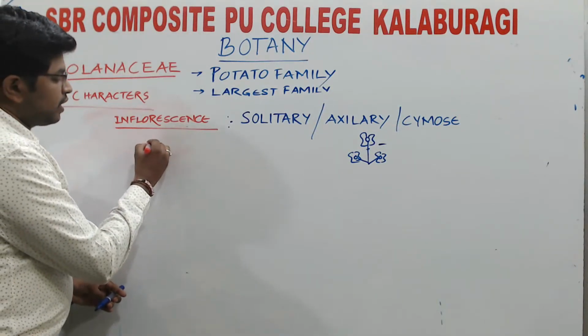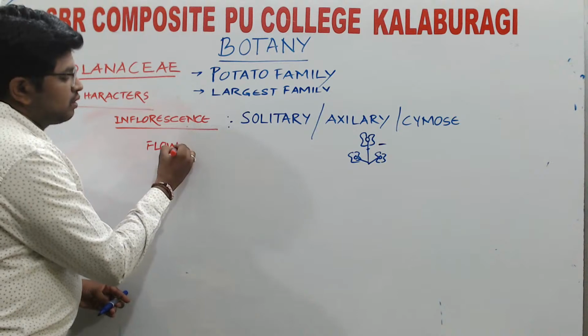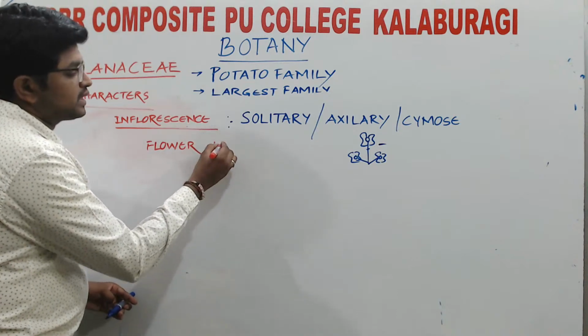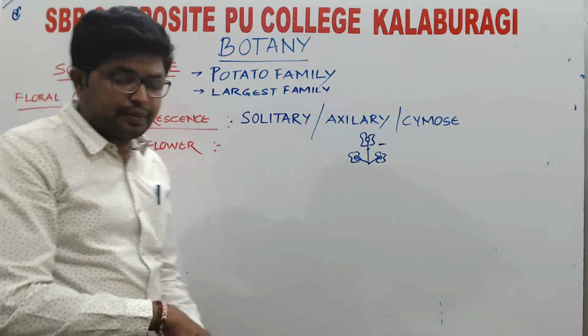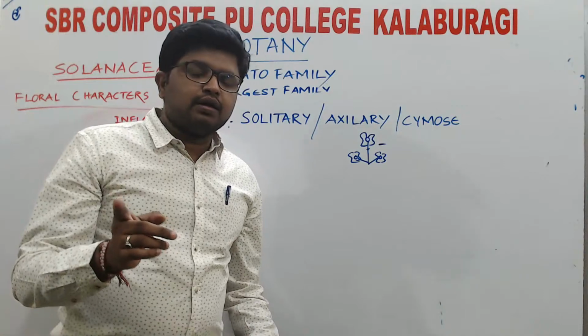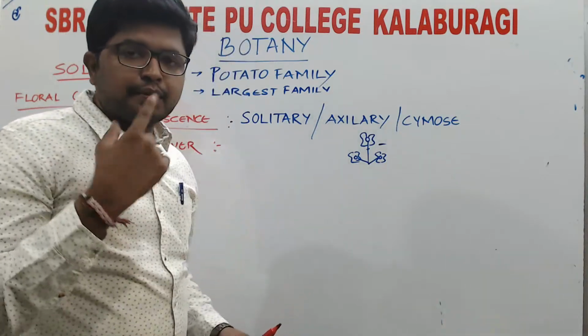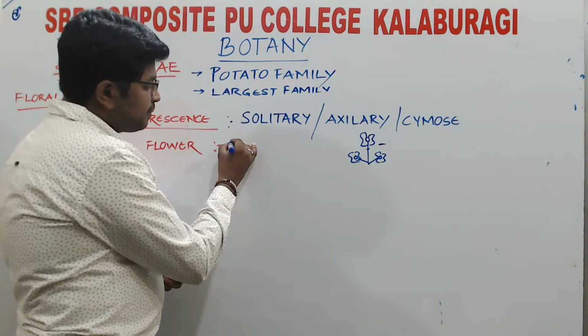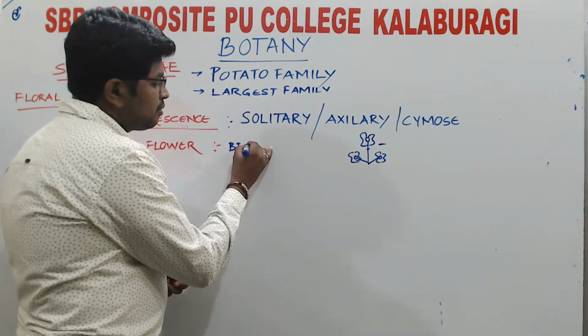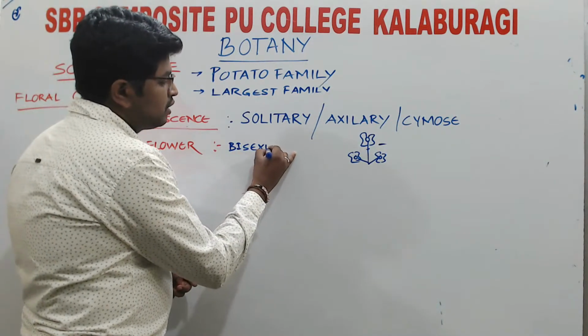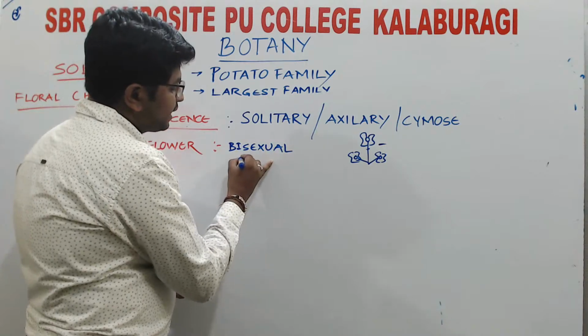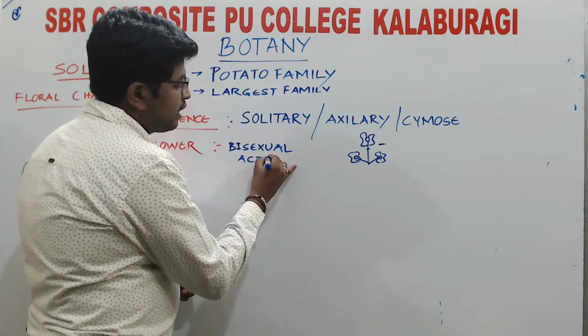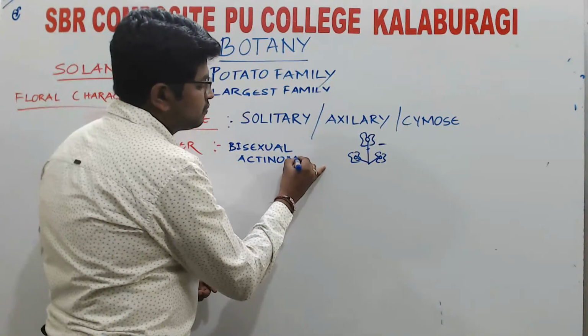Now next, the flower. What kind of flower is it? What is the symmetry? What is the sex of the flower? I said male flower, female flower, or bisexual flower. Remember the symbols. Now, what kind of flower? It is bisexual and it is actinomorphic.